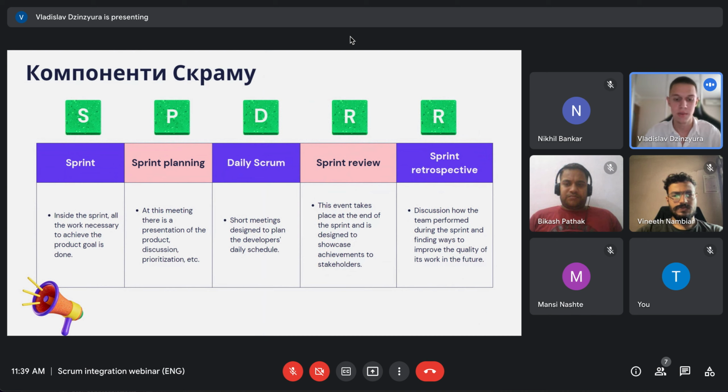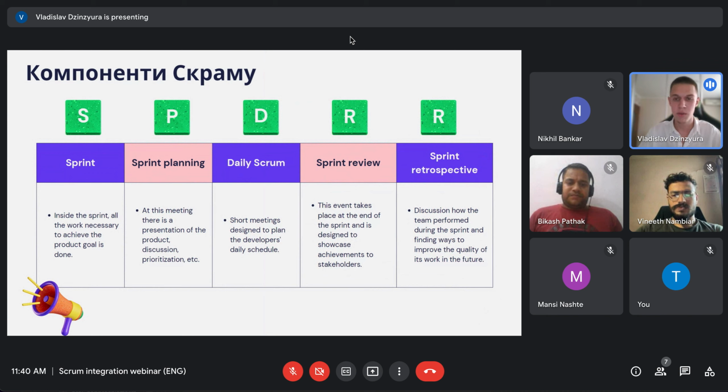What about daily scrum? So, daily Scrum events are meetings which take place daily during sprints. So, it's short meetings, they're about 15 minutes, not more, but can be less, and which are designed to plan the developer's daily schedule. At this meeting, some updates are discussed, maybe some problems can be reviewed. So it's very helpful to move through the sprint.